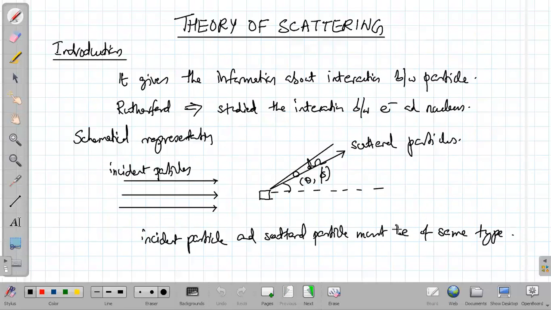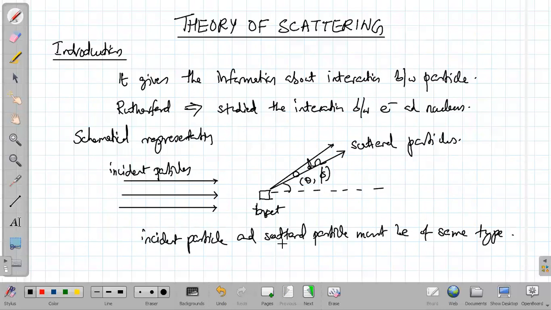Okay, so in this context, we are just going to give a theoretical background about the scattering studies. Schematically, we can represent the scattering studies like this. We have an incident particle and a target, which is called the scattering center or target, and the particles will be scattered from this target. And for this problem to come under scattering, the scattered particle and the incident particle must be the same.